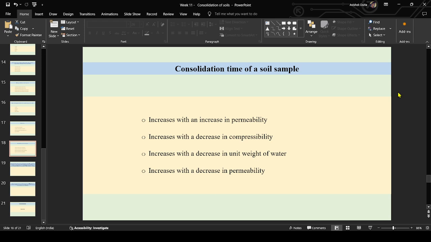Consolidation time of a soil sample: first option, increases with an increase in permeability. Second option, increases with a decrease in compressibility. Third option, increases with a decrease in unit weight of water. And last option, increases with a decrease in permeability.